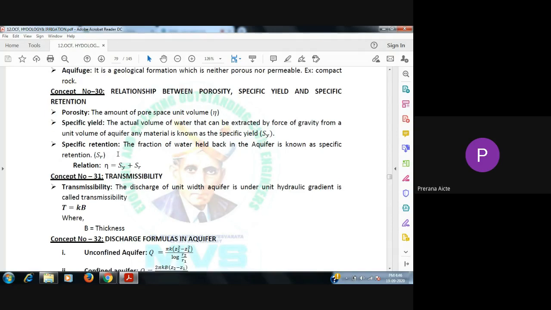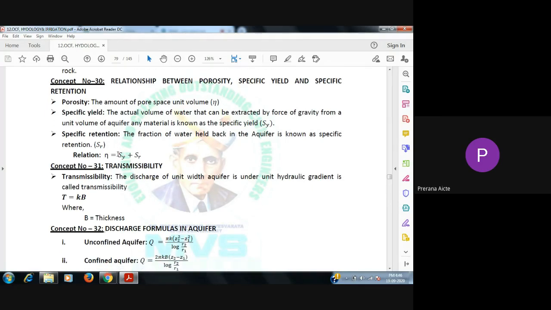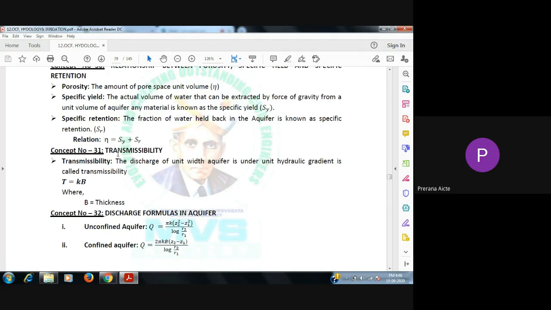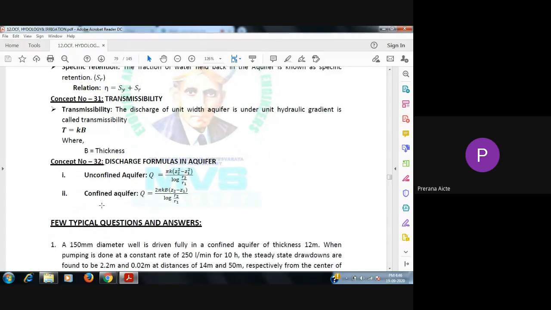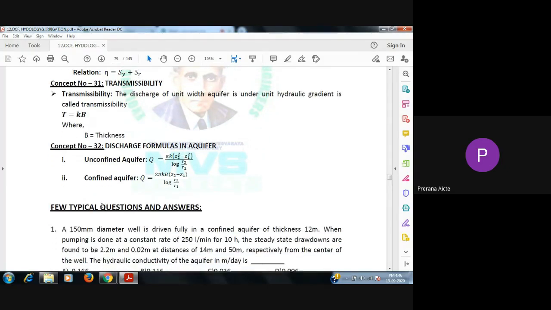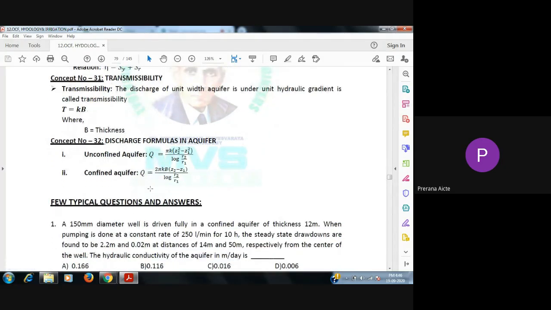Now transmissibility. It is the product of the coefficient of permeability and the thickness of the aquifer. The discharge through a unit width of aquifer under a unit hydraulic gradient is called transmissibility. So T equals K into B, where B equals thickness. You know the discharge formula, and the derivations are not important here. In case of an unconfined aquifer, Q equals pi K (Z2 squared minus Z1 squared) by log R2 by R1, or H2, H1. Some textbooks may use H2, H1 or Z2, Z1.